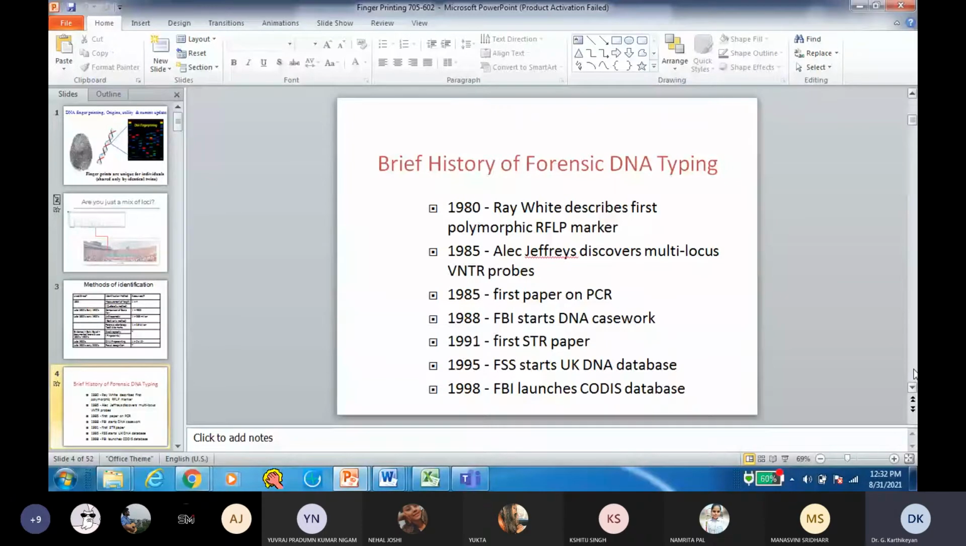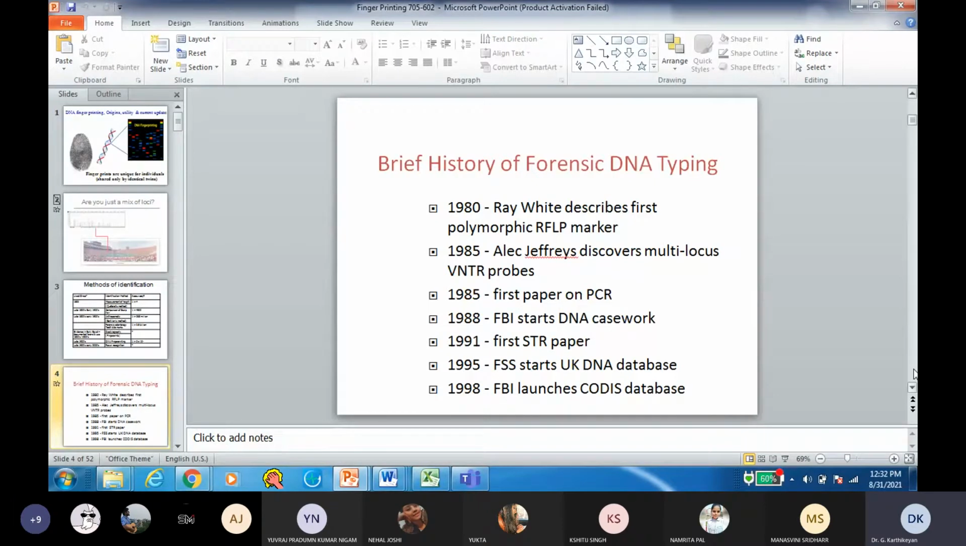We'll look at this briefly in the subsequent slides. And 1985 was the first paper on PCR where they were able to isolate a small fragment of DNA from a genomic pool, which was a big discovery at that point in time. And in an extremely short time by scientific standards, in 3 years, the Federal Bureau of Investigation started work on using DNA for their legal issues.